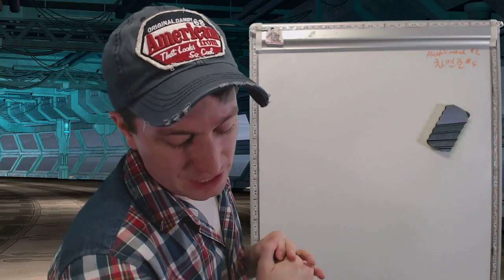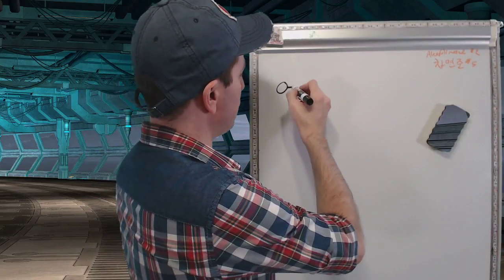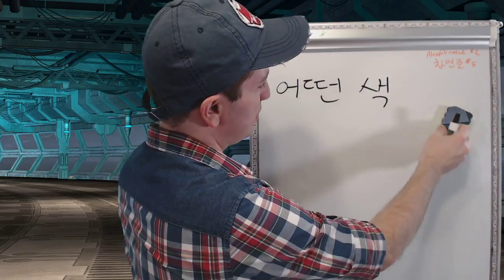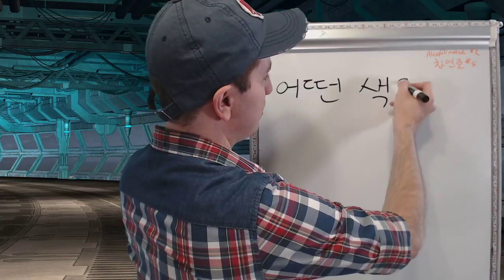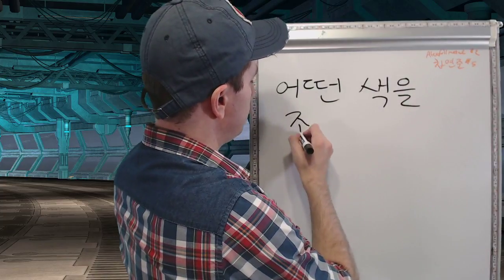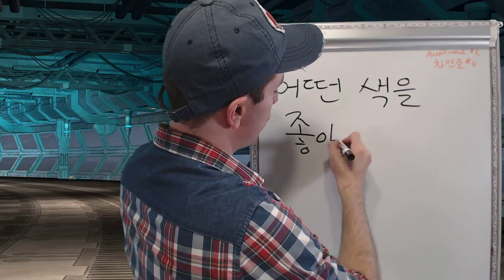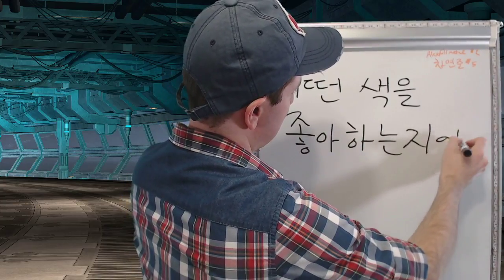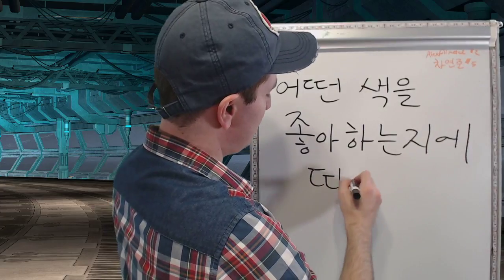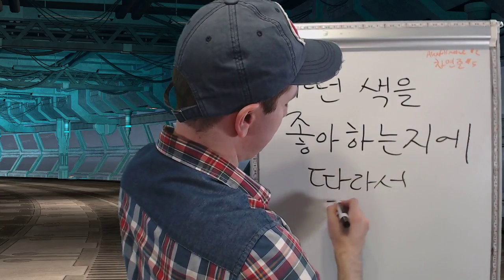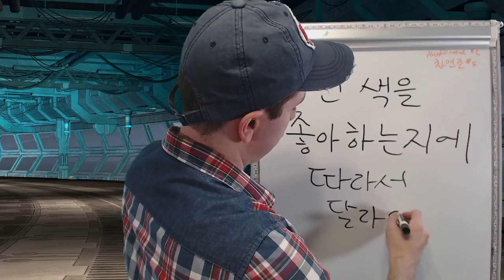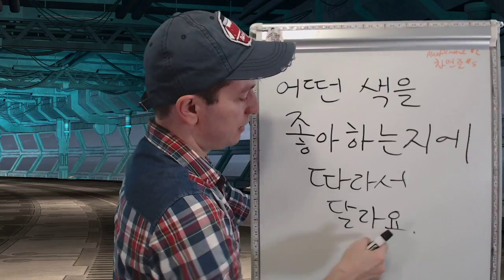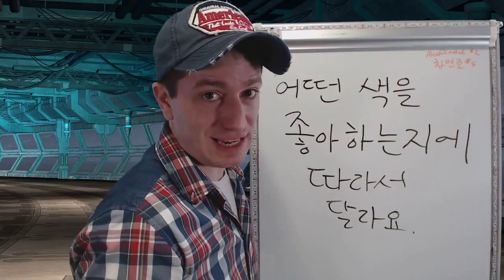Actually, I'll do one more and then I'll have you guys do this. I'll do this one. 어떤 색, so what kind of color, 어떤 색을 좋아하다, to like, what kind of color, 지에 따라서 달라요. 어떤 색을 좋아하는지에 따라서 달라요. It depends on which color you like.